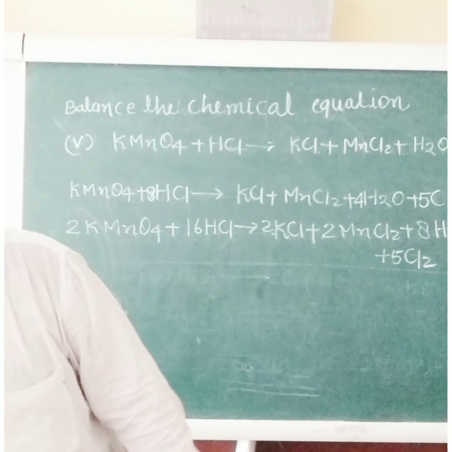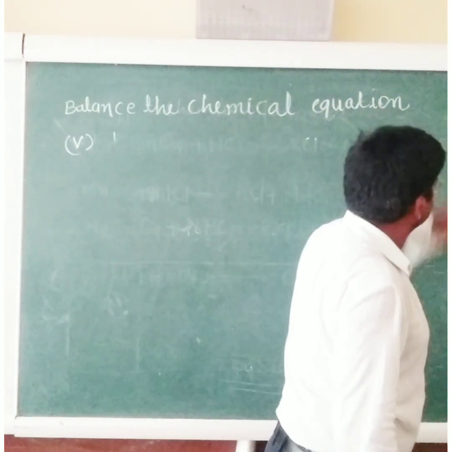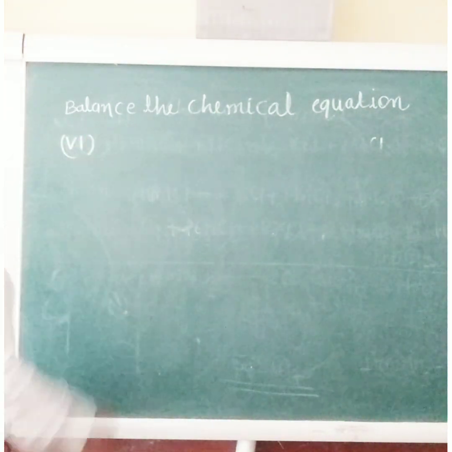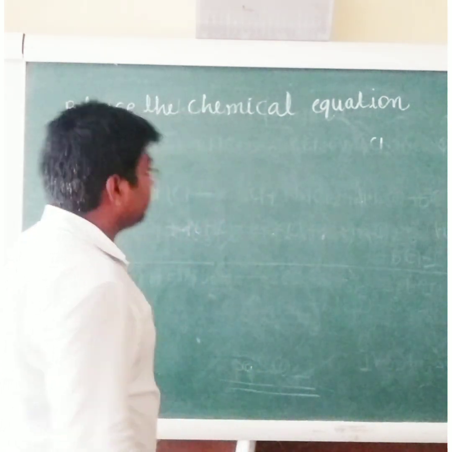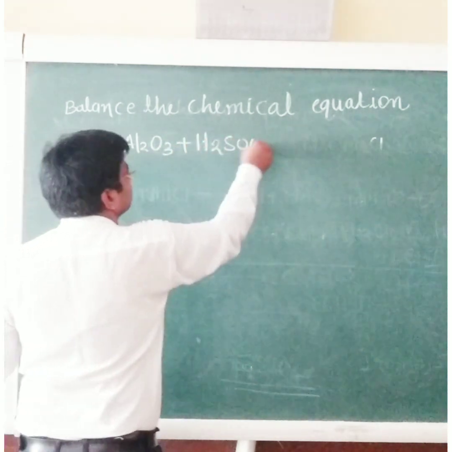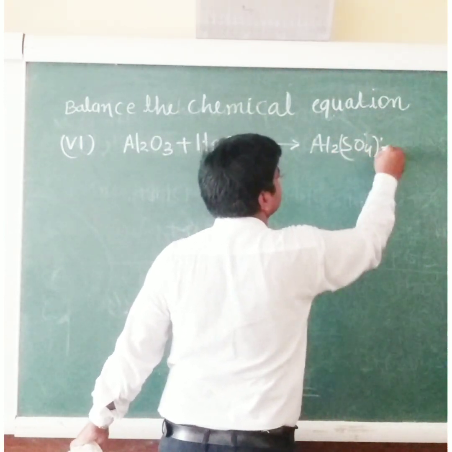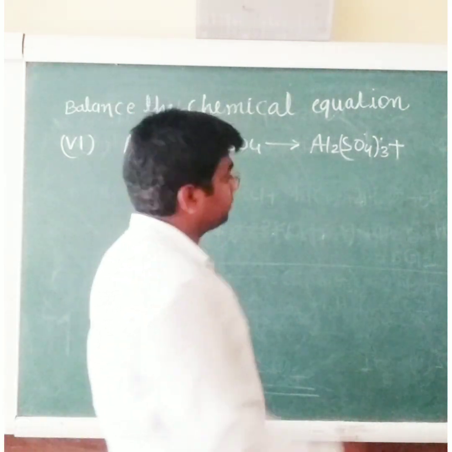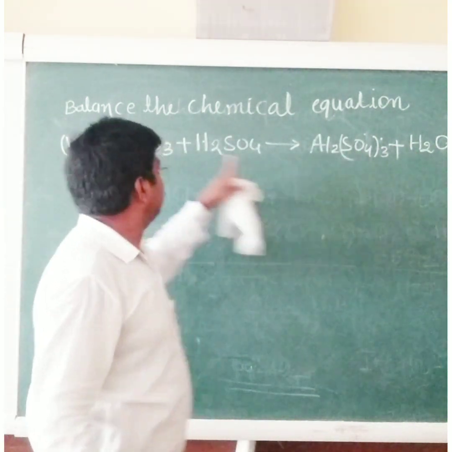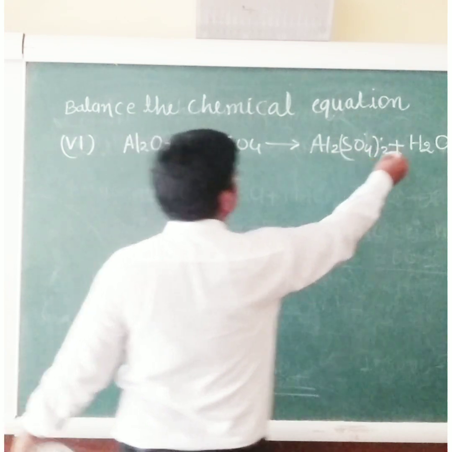Now my next problem is the reaction of aluminum oxide Al2O3 plus H2SO4 equal to Al2(SO4)3 plus H2O. We balance this. How many sulfates? There are 3 sulfates on one side and 1 sulfate on the other, so multiply by 3. And there are the 3 oxygen, 2 aluminum, there are the 3.